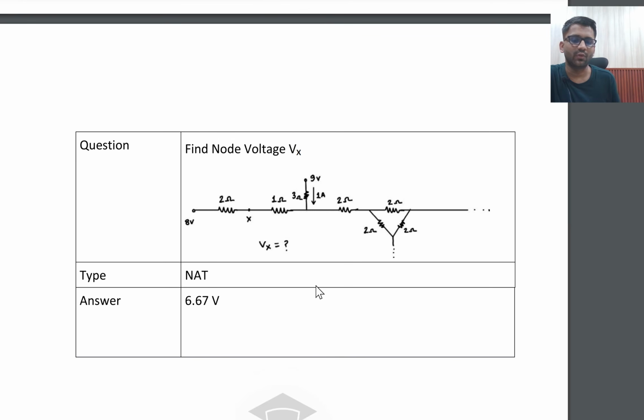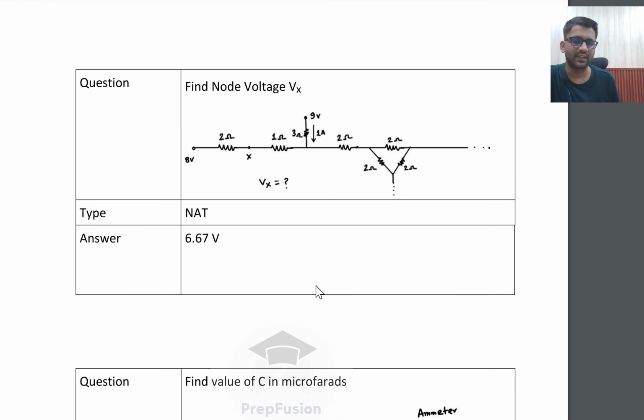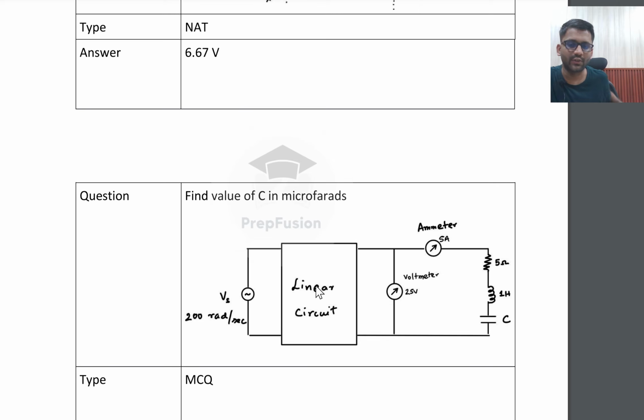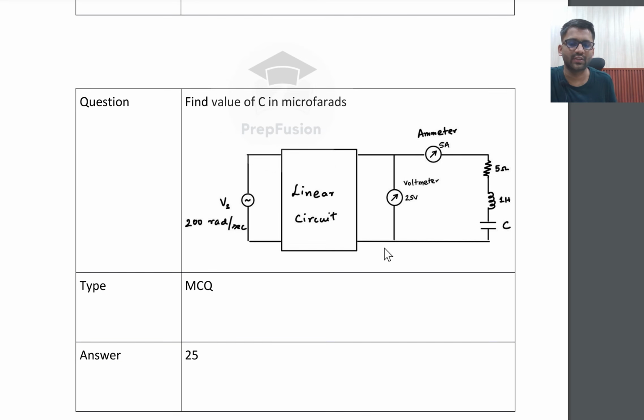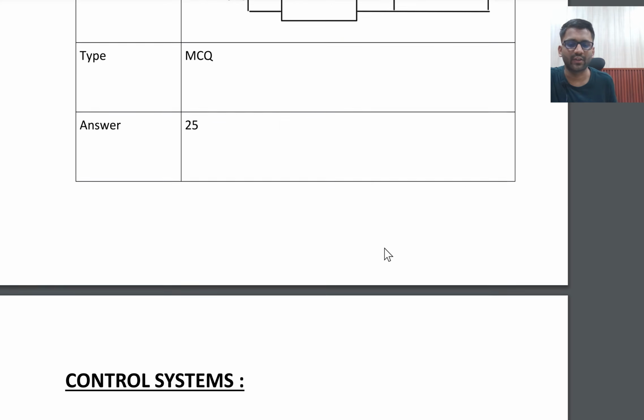Here the node voltage will be 6.67 volt. This network was just to confuse you. There was no use of this particular network. The side network was of no use there. So the answer would be 6.67 volt. Next they asked the value of C here. So this was the condition of resonance. So you got the answer to be 25 microfarads.